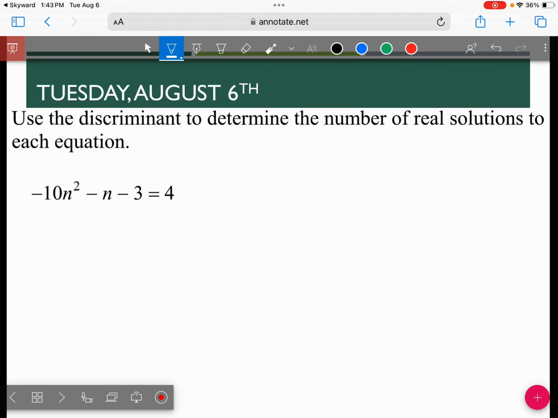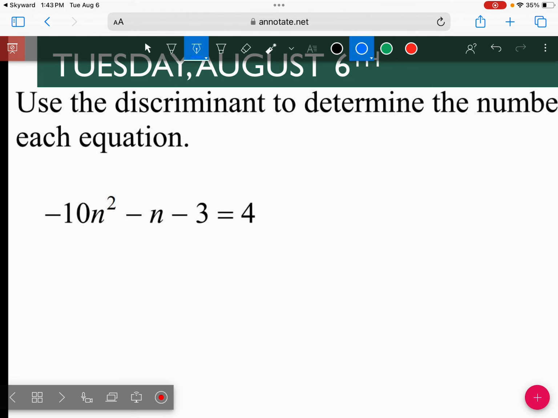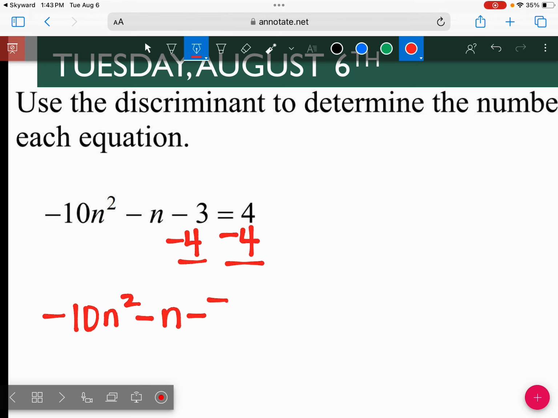Okay, so the first thing you want to do is set it equal to 0. So we have to subtract that 4 from both sides. So that gives you negative 10 n squared minus n minus 7 equals 0. So now that it's set equal to 0, this is A, this is B, this is C.